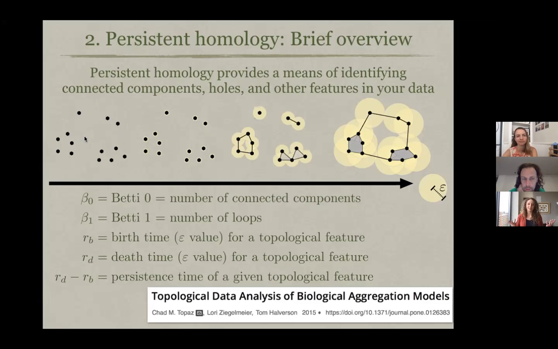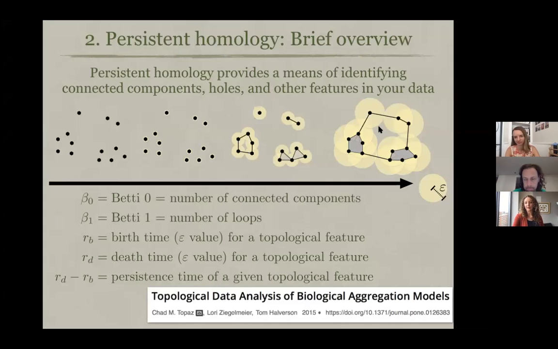And so in persistent homology, what you do is you put a ball around each point and you slowly grow the size of the ball. And when two balls connect, you draw a line between those two points. And so then there's nice computational resources out there for counting the number of connected components, or globs, in your data, and then also the number of holes in your data.